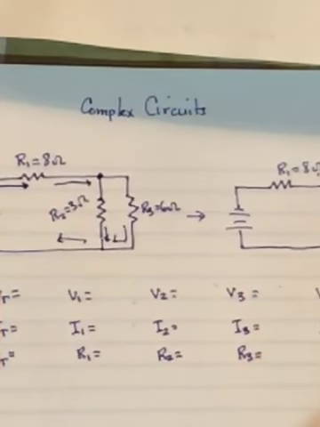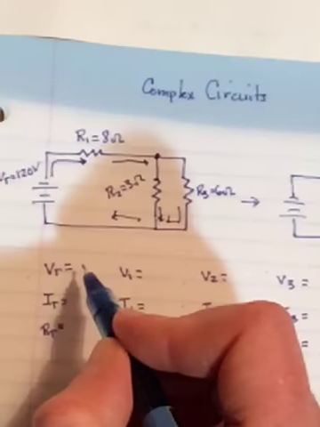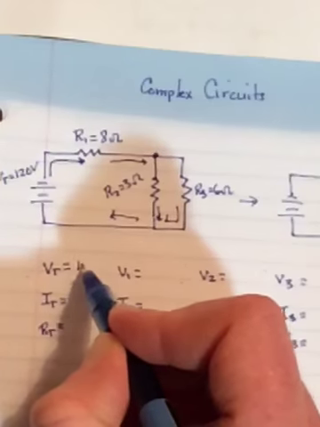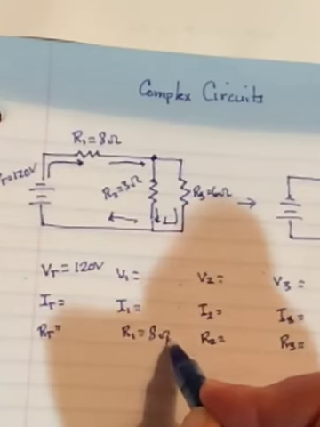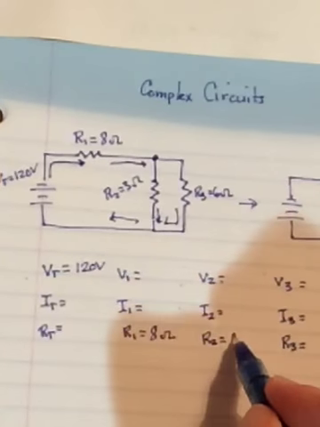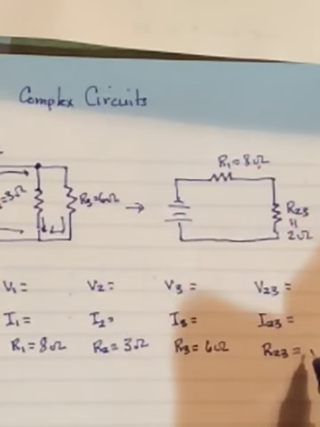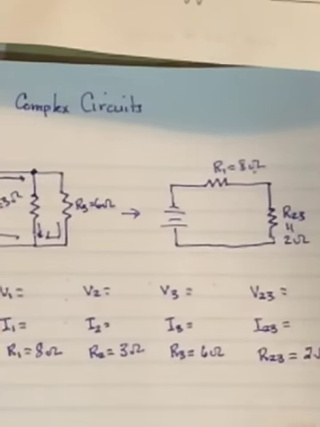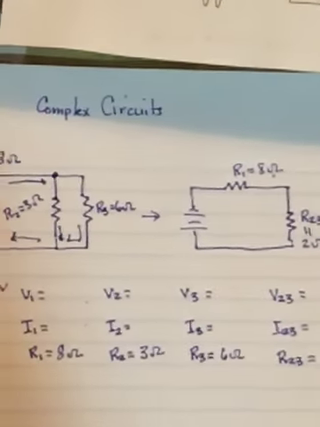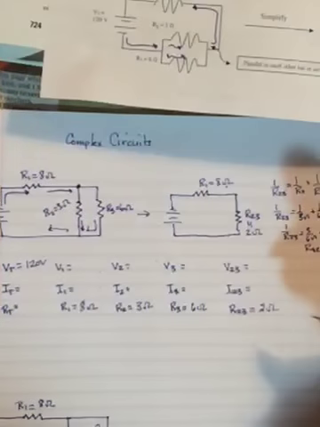Okay, so now once you have your chart built, we're going to put in our givens. We're given that the total voltage is 120 volts. We're given R1 is 8 ohms. We're given R2 is 3 ohms. We're given R3 is 6 ohms. And we just found that R23 is 2 ohms. So we have our chart. I might just need to back it up a little so you can see the whole thing.